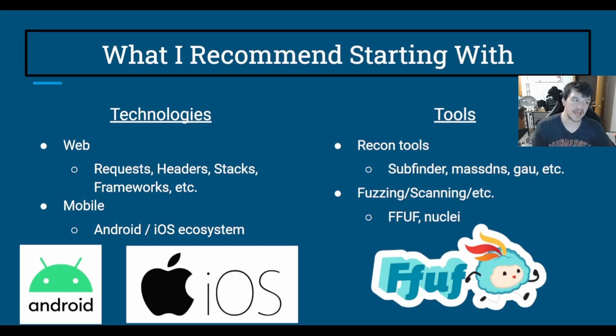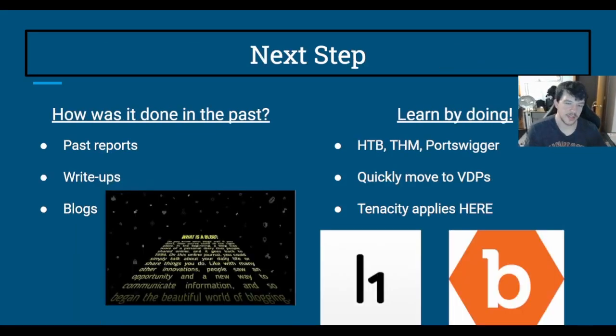Same thing with scanning. Maybe you're making your own nuclei templates because you actually know what you want to look for, or you're actually fuzzing for a certain reason and not just using the same list against every application and just fuzzing the world off without really knowing why you're doing it. After you get the basics and you really start to learn why you're doing stuff and what you're doing stuff on as far as technologies, then the next step is learning from the past and learning by doing.